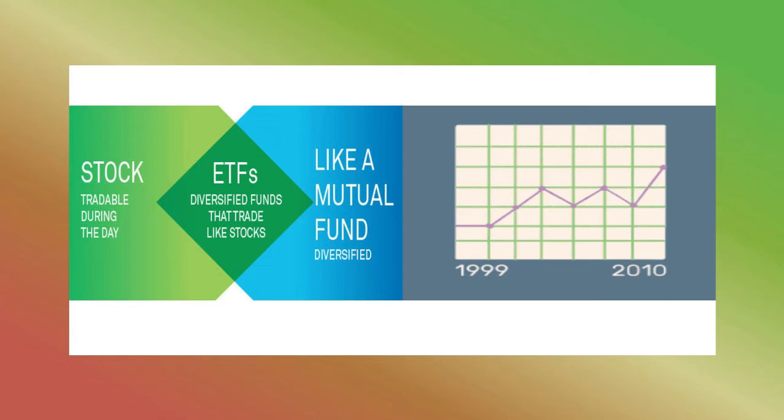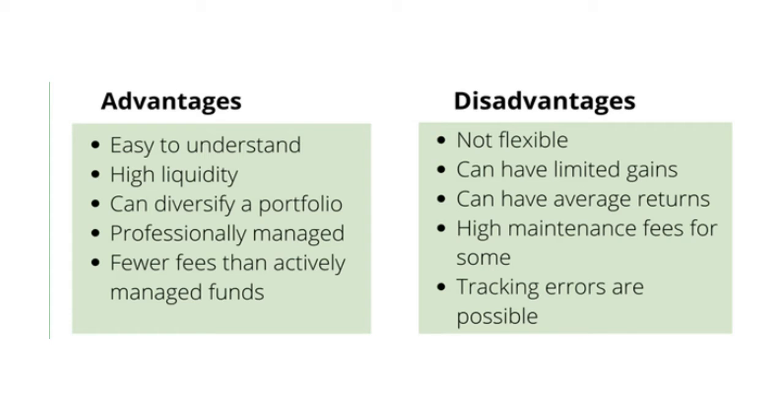Every investment has its risk. Even investing in an ETF or index fund has its advantages and disadvantages. Some advantages of ETFs or index funds: they are easy to understand and they have high liquidity. You can diversify your portfolio by buying many stocks from different sectors in order to avoid having too much risk. They are professionally managed, which means you spend less time worrying about the next move of a stock because the professionals are doing that for you automatically.